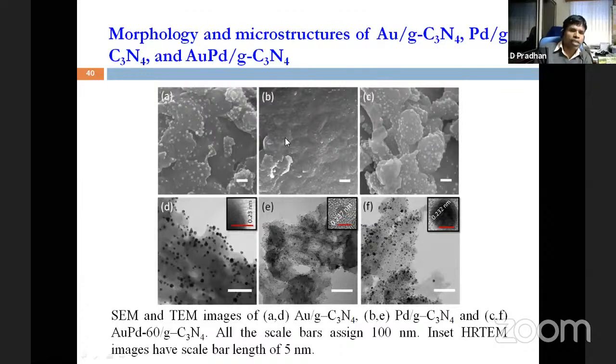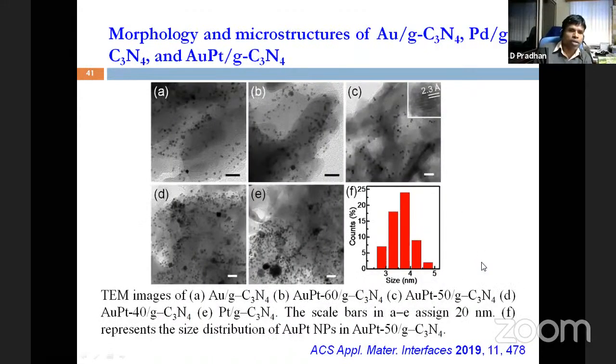The bright dots are metal particles, and in the lower part you see the TEM image, and the TEM image clearly confirms how well decorated these particles are on the g-C3N4. Detailed studies were also performed, and in another study, like the gold platinum cases, gold and platinum and gold platinum alloy cases, you also see here the TEM image. These particles are well decorated on the g-C3N4, and they were characterized in detail by different techniques.